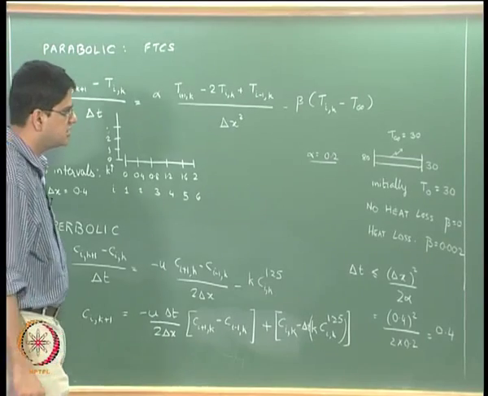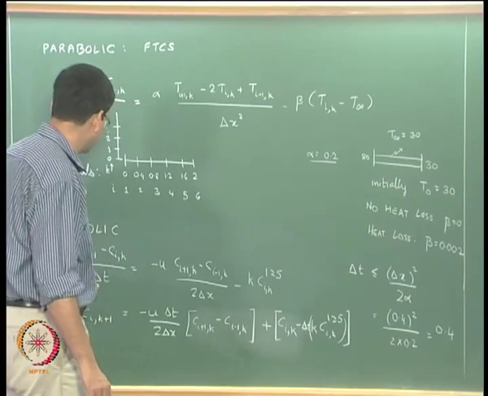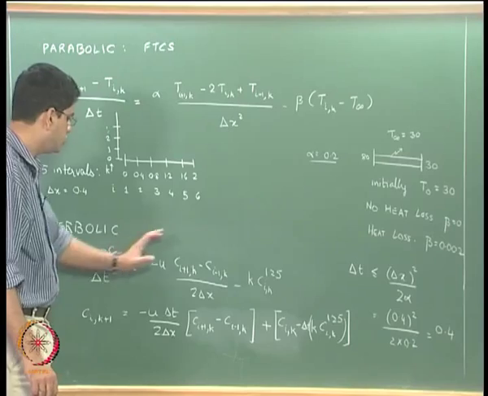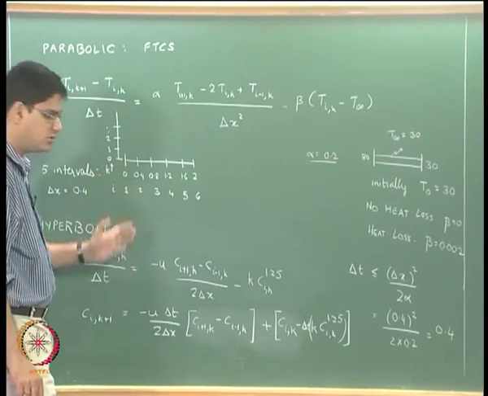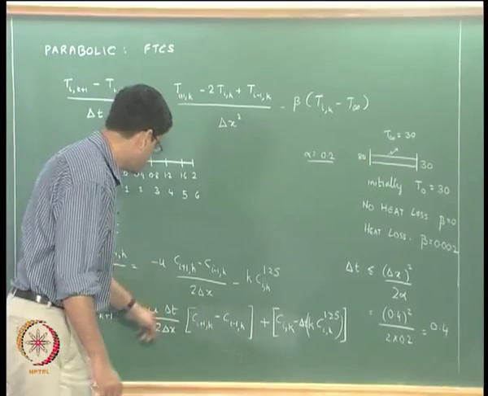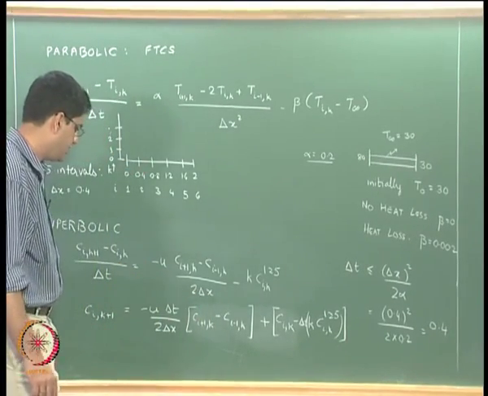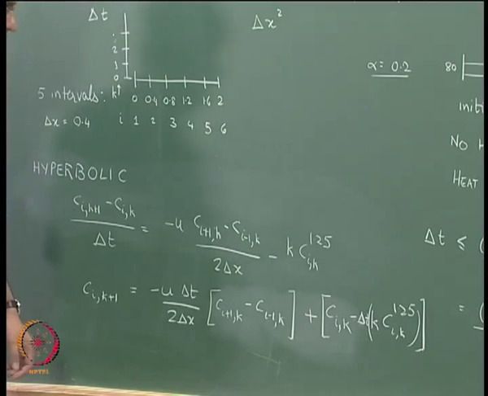The initial condition is that the concentration is going to be 1 throughout the reactor. The inlet condition is that the concentration is going to be equal to 1, and this is the equation that we are going to employ in order to solve this overall problem.